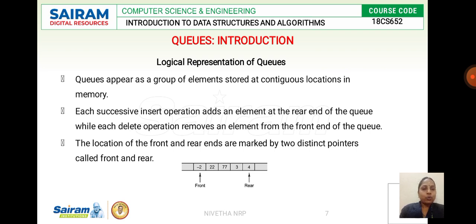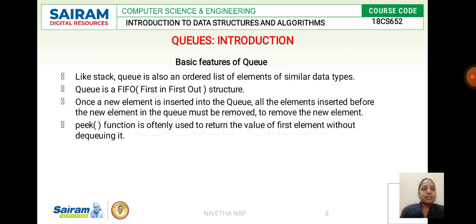Then my front end goes to 22. So, second, 22 will be deleted. That is why it is following FIFO order, that is first in, first out. This is what the basic features we have in a queue.